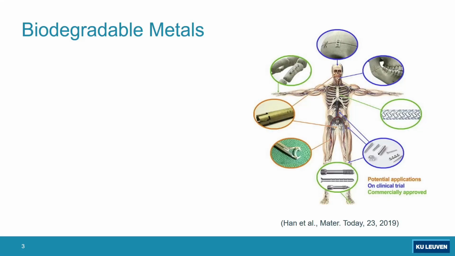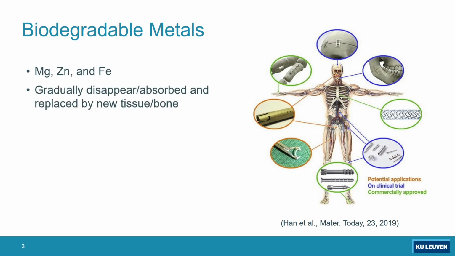Talking about biodegradable metals, the most famous ones are magnesium, zinc, and iron. And the main advantage of using these kinds of biomaterials is that they can gradually disappear and get absorbed in the body, so there is no need for a revision surgery to remove them, and they can be replaced by new tissue that is formed, or new bone, let's say. And they have great mechanical properties because they are metals, and they have a positive contribution to biological aspects of the body, like the human body metabolism.